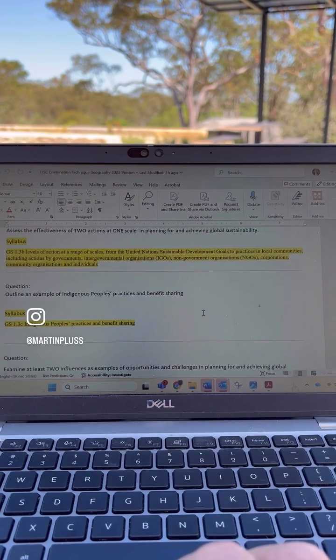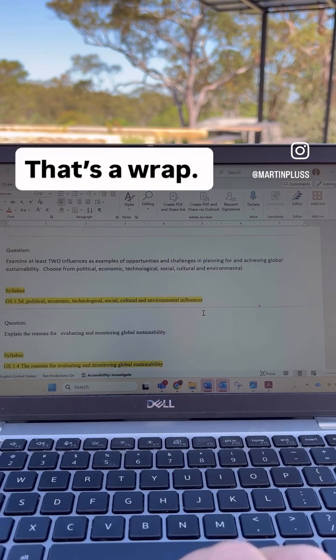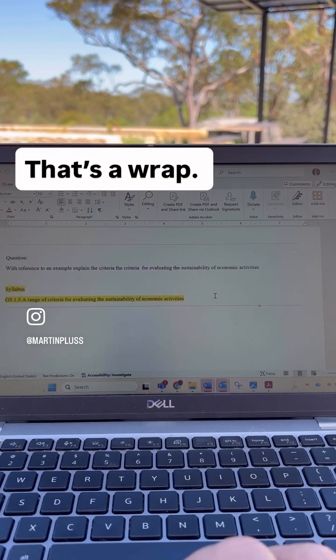The next one is about Indigenous peoples and the benefits of benefit sharing. Then the next one is about two influences, usually coming from political, economic, technological, social, cultural, environmental. And then the reasons for and evaluating and monitoring global sustainability. And the final one is the range of criteria for evaluating the sustainability of economic activities.